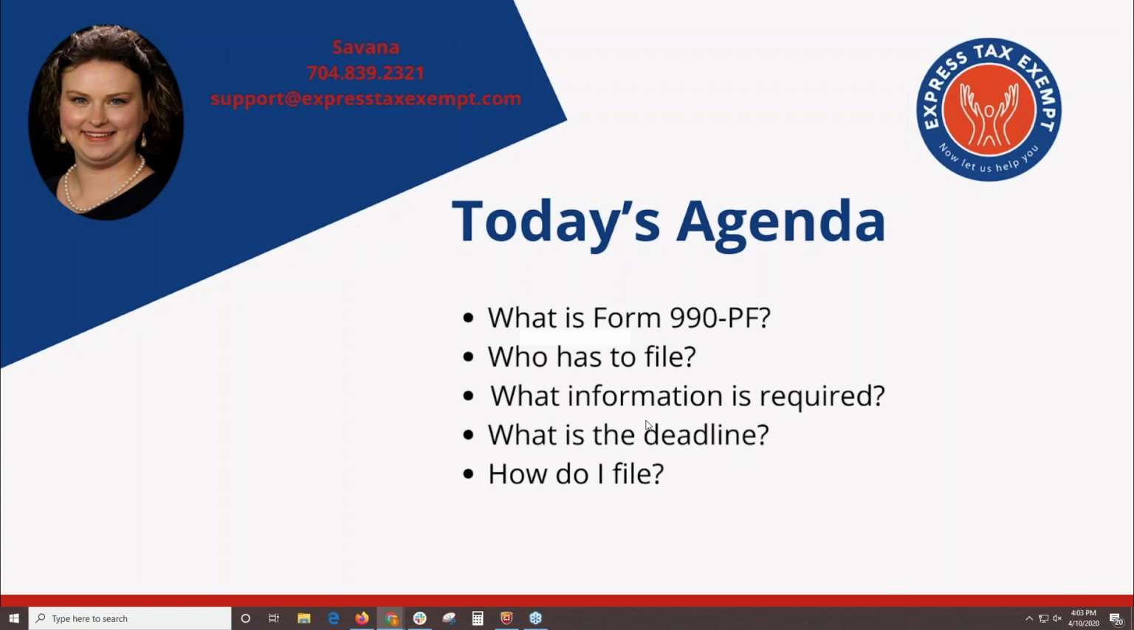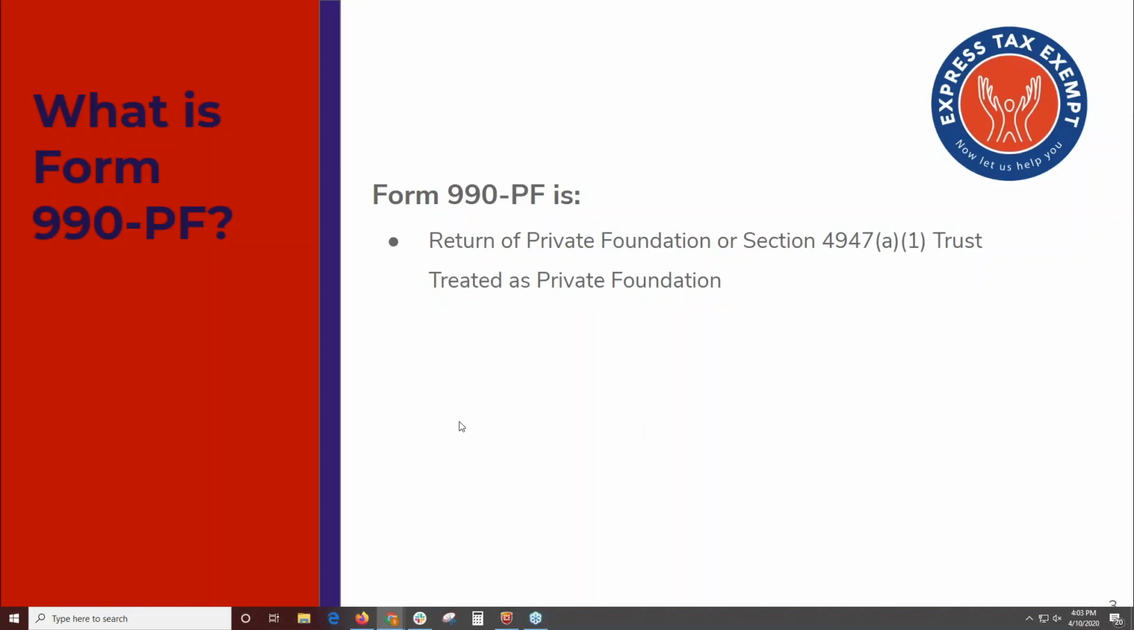So today we're going to talk about the Form 990-PF. We're going to talk about what that form is, who has to file it, the information required when filing, the deadline, and how you file that form. So the Form 990-PF is a return for private foundations or Section 4947(a)(1) trusts treated as private foundations.